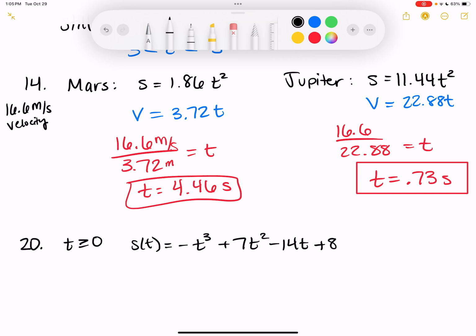All right, so we've got a particle moving along a line, so its position at any time t greater than or equal to 0 is given by this function I've written here, where s is measured in meters and t in seconds.